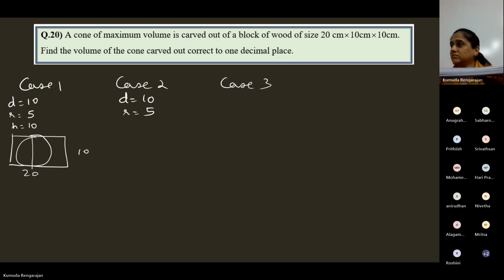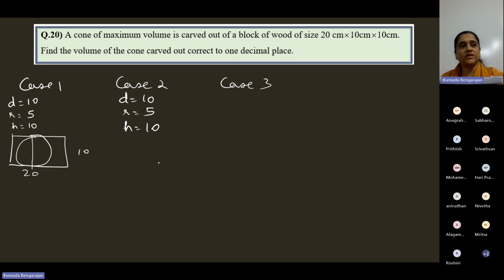What's the height? From here, the apex, from here, the circle. So you're pulling a cone like this. We got the radius 5. So what's the height? 10. The height is 10.